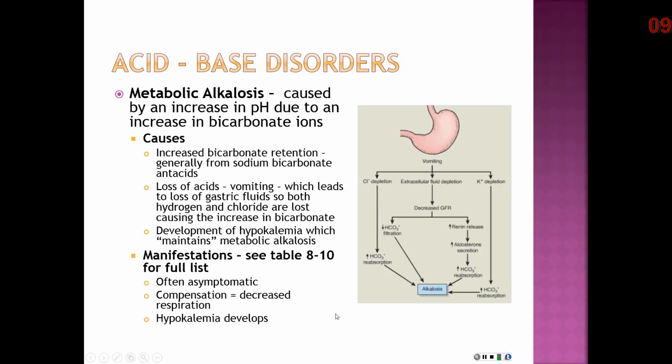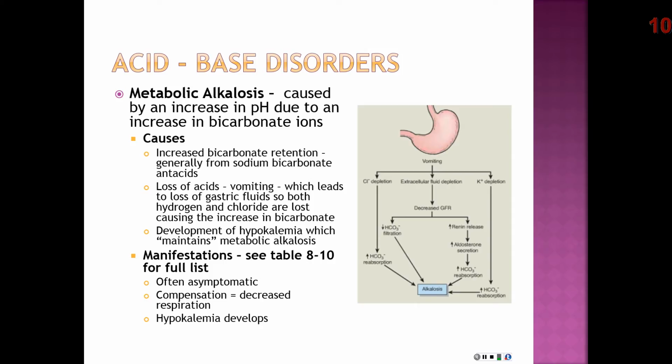In metabolic alkalosis, you have an increase in pH due to an increase in bicarbonate ions. I've listed some causes here. Vomiting is one of the bigger causes. This is what the table shows here. Don't think, oh gosh, she's going to make me memorize that table. Not at all. But I do think it does a nice job.